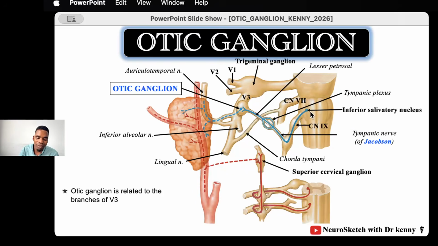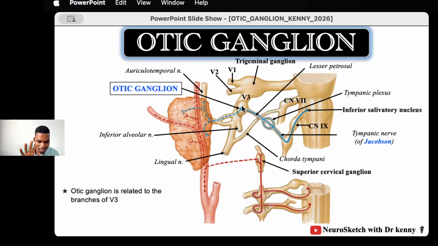And so we have a nerve which is the branch of cranial nerve number 9, glossopharyngeal. This nerve is called the tympanic nerve, or the nerve of Jacobson. Okay, it's the tympanic nerve, or Jacobson's nerve. This nerve is going to form a tympanic plexus, and after the tympanic plexus, we'll have a nerve called the lesser petrosal nerve, which is very, very important. And the lesser petrosal nerve is going to connect to the Otic ganglion. So the lesser petrosal nerve is carrying the preganglionic parasympathetic fibers to the Otic ganglion.